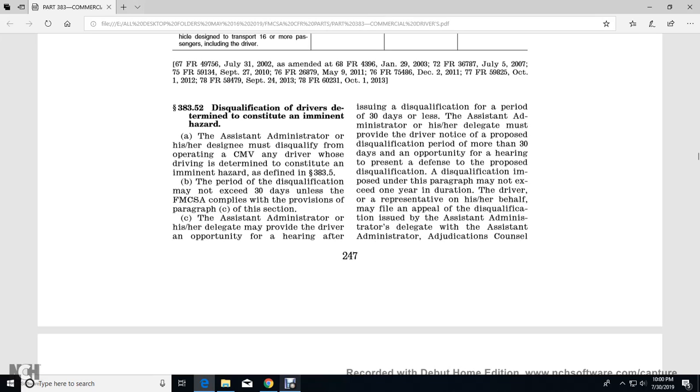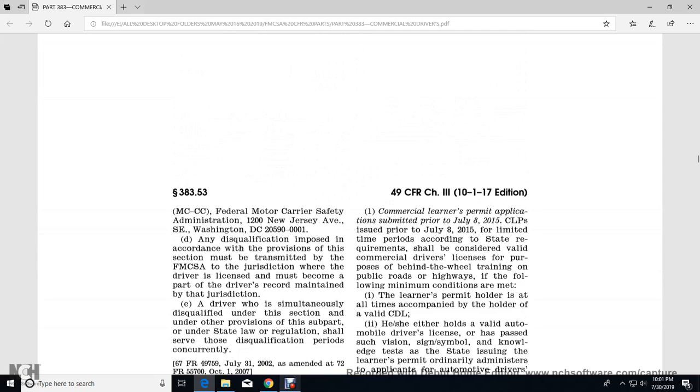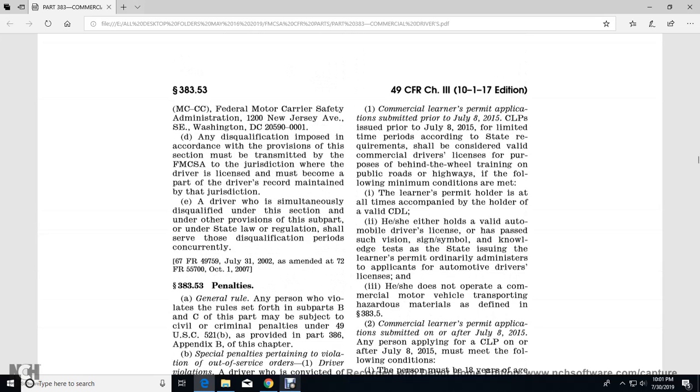The assistant administrator or his or her delegate provides the driver notice of a proposed disqualification period of more than 30 days, and a hearing to present a defense to the proposed disqualification. Disqualification imposed under this paragraph may not exceed 1 year in duration. The driver, or a representative on his or her behalf, may file an appeal of the disqualification issued by the assistant administrator, addressed to the Federal Motor Carrier Safety Administration, 1200 New Jersey Avenue Southeast, Washington, D.C. Any disqualification imposed in accordance with this section is transmitted by the Federal Motor Carrier Safety Administration to the jurisdiction where the driver's license was issued, and must become part of the driver's record maintained by that jurisdiction.